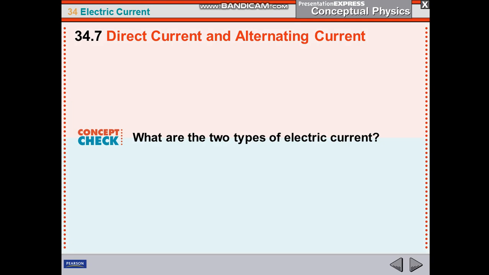Now there is a question: what are the two types of electric current? Try to find the answer.